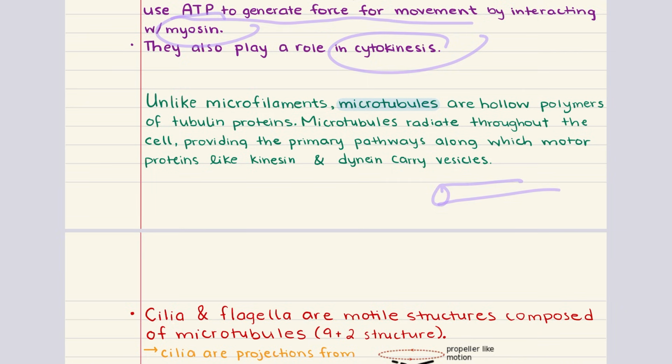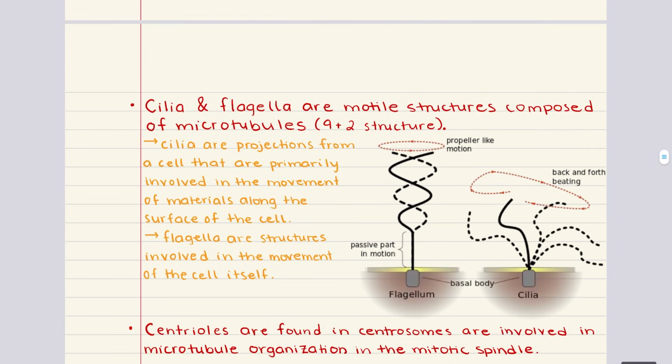Specialized motor proteins like kinesin and dynein walk along these microtubule tracks, and they carry vesicles and other cargo to where they're needed. Microtubules are also responsible for forming motile structures like cilia and flagella. These structures both use the same internal framework, a 9+2 arrangement of microtubules. So that means there are 9 pairs of microtubules arranged in a ring with 2 additional microtubules in the center.